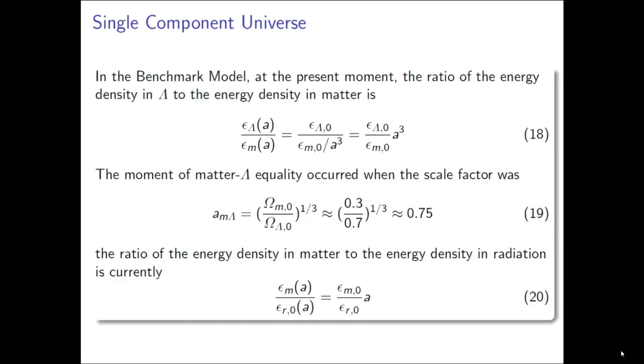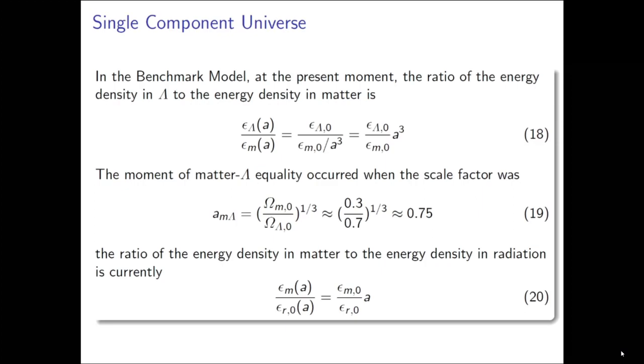So we are trying to find for what value of the scale factor they should have been equal. We can try to understand this from equation number 19. The scale factor at which the energy density of the cosmological constant and the energy density of matter would have been equal is 0.75.